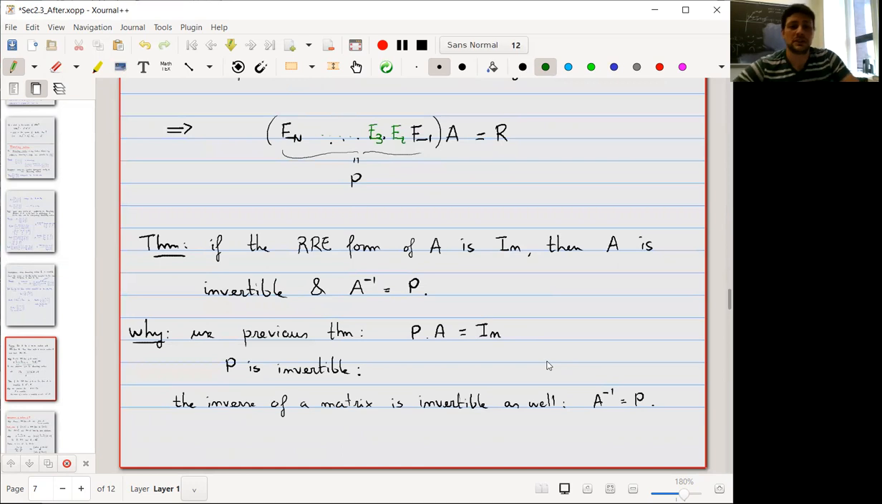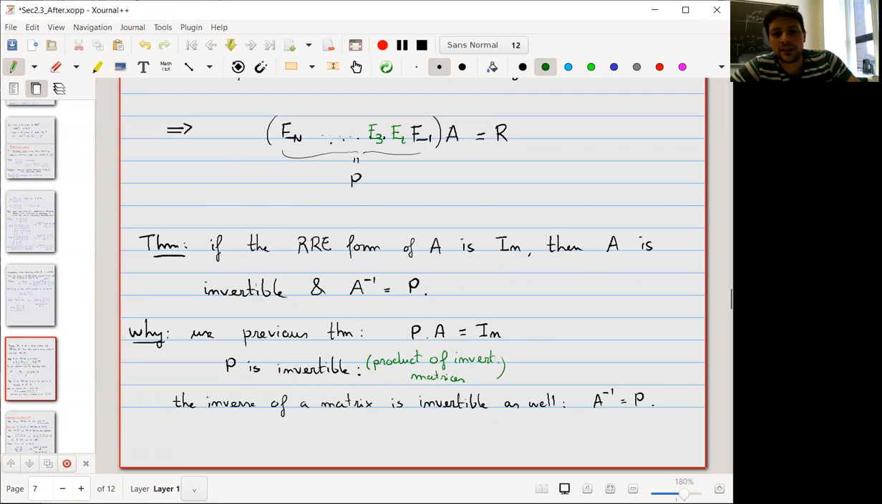Let's think about this for a second. In this other theorem, we assume that A has the identity as its reduced row echelon form. Then by the previous theorem, there exists a matrix P, a product of elementary matrices, such that P times A is the identity. Now, P is invertible because it's a product of invertible matrices. And products of invertible matrices are invertible.